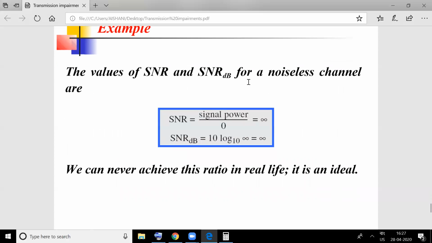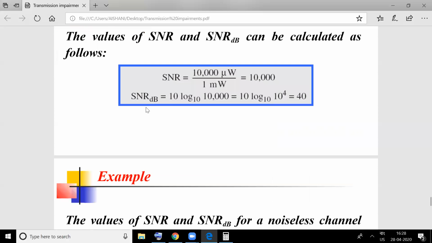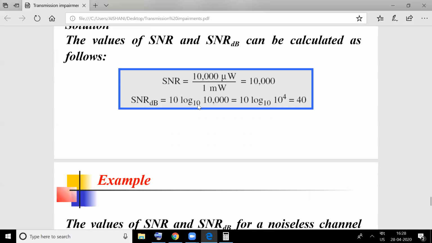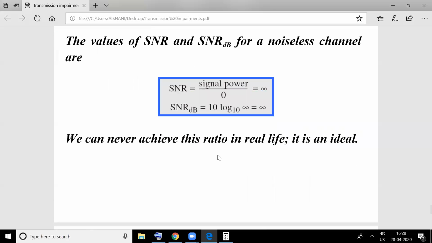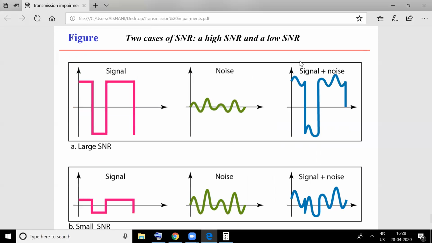Now the values of SNR and SNR dB for a noiseless channel. If it is a noiseless channel, that means there will be a signal power, but noise power will be 0. So dividing by 0 will give infinity. So SNR will become infinity, and we know SNR dB is 10 log 10 SNR. So 10 log 10 infinity will again become infinity. We can never achieve this ratio in real life, because in real life we can never have a noiseless channel. An absolutely noiseless channel is not possible.